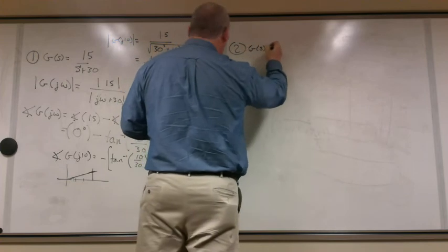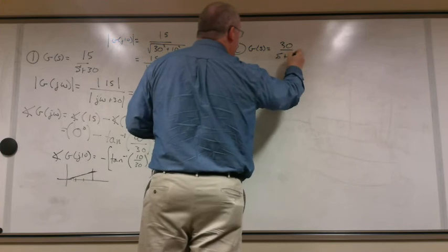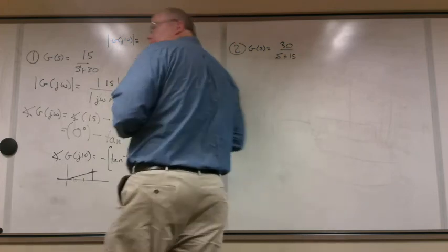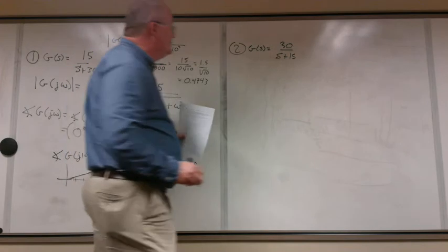G of S is equal to 30 over S plus 15. Sure would be nice to have more light in this room, wouldn't there be? I wonder if I can do that. Hey, magic light, well, you know. 30 over S plus 15.